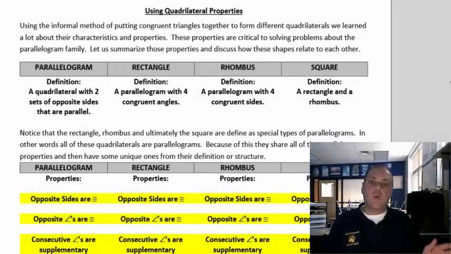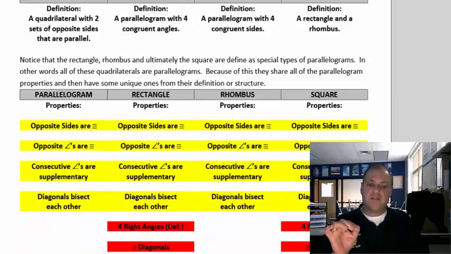Okay, so now we got all our quadrilateral properties for parallelogram, rectangle, rhombus, and square. We should know them by now. This lesson, the front of this page here is a nice reference sheet. It kind of summarizes everything for you.